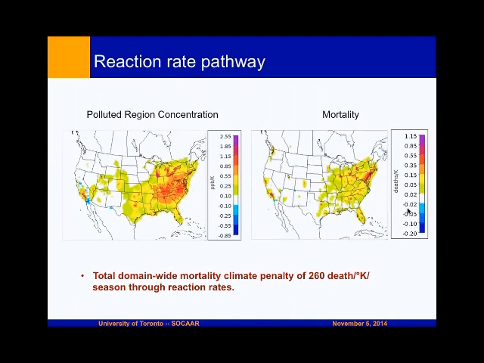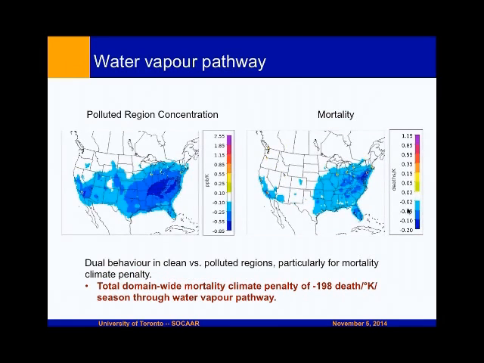Just to see where that change comes from, if you look at different pathways separately, this is what we get for polluted region concentrations, if that's our cost function, and if our mortality is our policy question. And for mortality, through this pathway, we get about 260 of that 370 deaths. If you look at water vapor, which is really the interesting one here, overall, it's a negative value, which is expected because water vapor reaction with O singlet D is the net loss, a global loss of ozone in general.